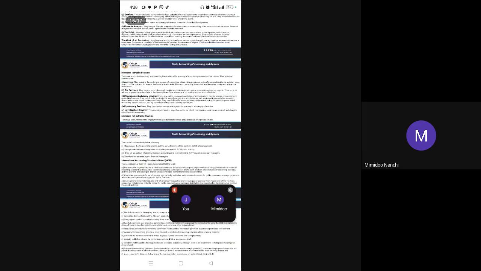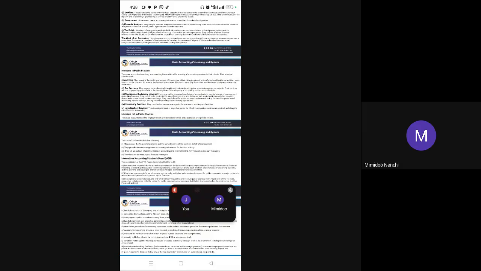Now when it comes to members not in practice, there are people that work, these are accountants in the employment of government ministries and parastatals, or in private entities. What is their work? They prepare the financial statement and annual report of the entity on behalf of the management.